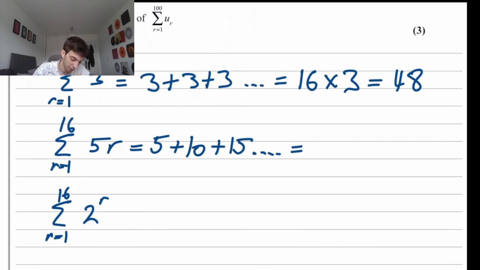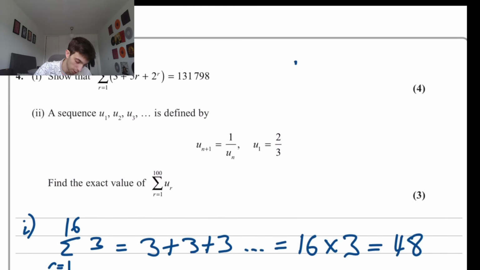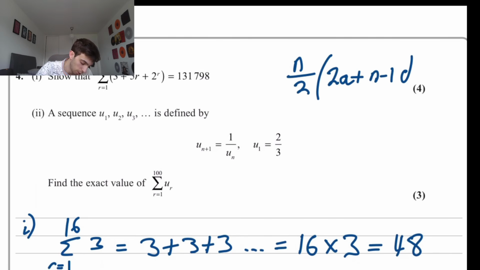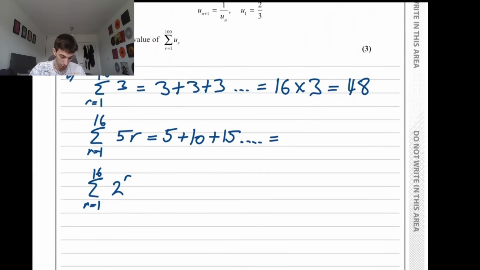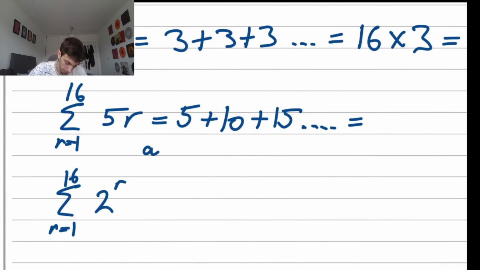So here we have to actually spot this is an arithmetic series. We know that the formula for this will be n over 2 multiplied by 2a plus n minus 1 d, where n is the number of terms, d is the common difference, and a is the first term. Okay? So what do we have here? We have the first term, it's going to be 5. We have the common difference, well, what's happening each time? We are adding 5 each time, so the common difference is going to be 5.